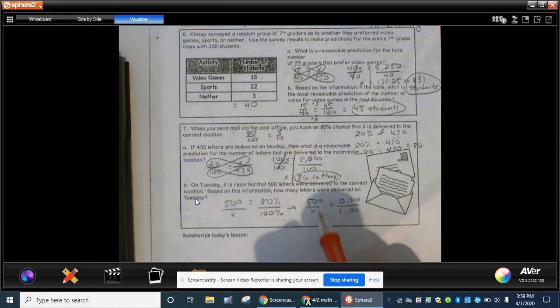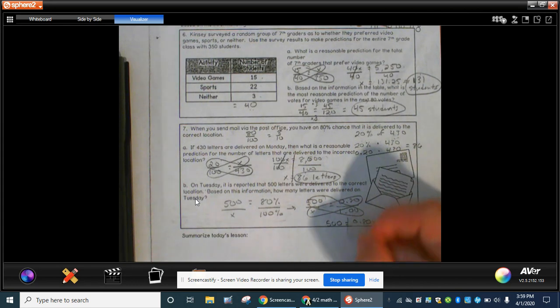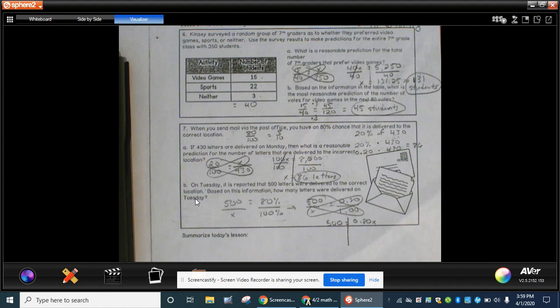So remember, use the same method we have always been using, the butterfly method. And when you butterfly, you must multiply. Okay, 500 times 1 is going to be 500. x times 0.80 is going to be 0.80x. We have a one-step equation. Okay, split your equation into two different sides. These sides must balance. Both sides must balance each other. This side must be equal to 500 and vice versa.